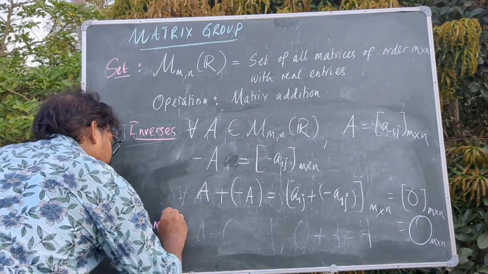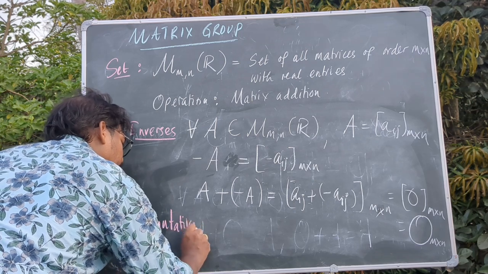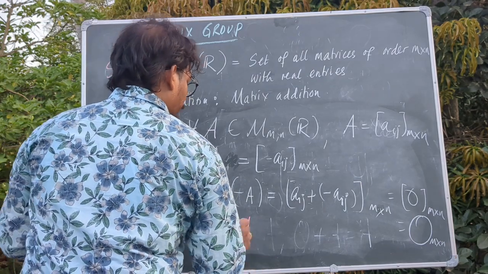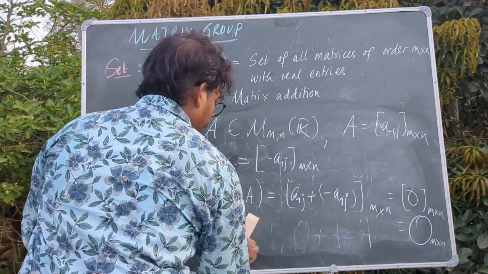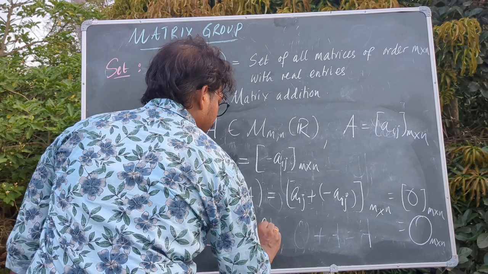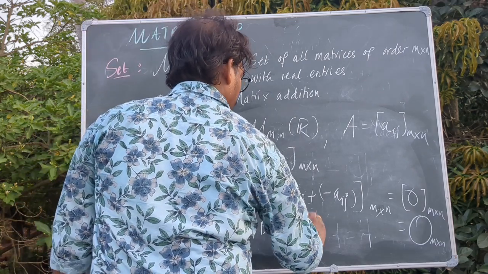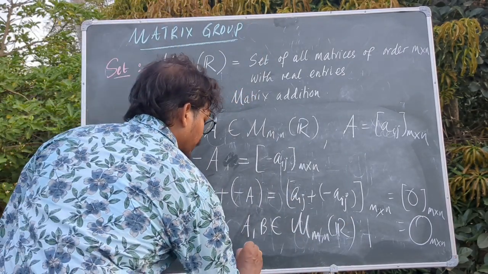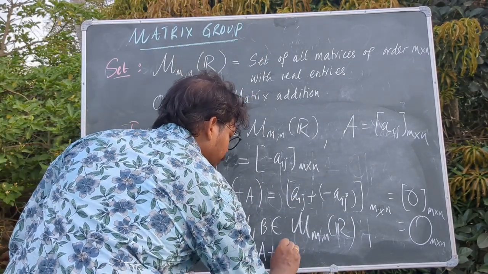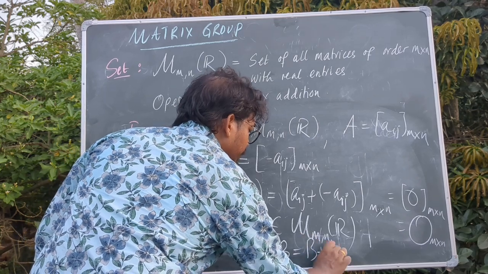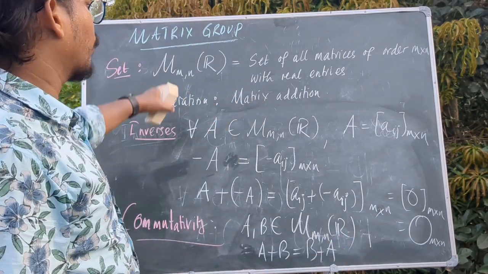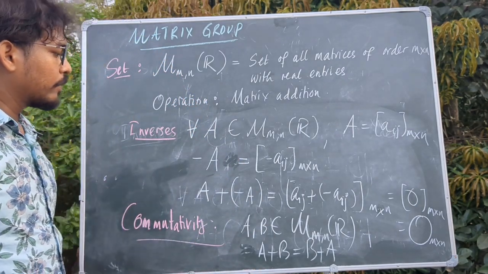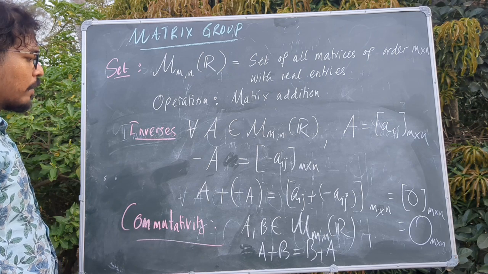Commutativity. For any two matrices, we have A plus B is the same as B plus A. Therefore, this is also an abelian group. Note it down. I will erase.